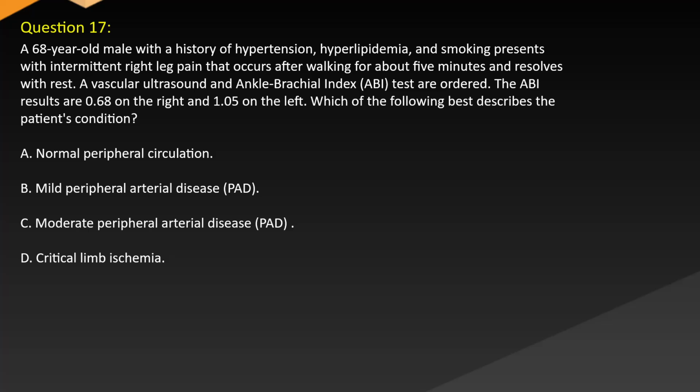A. Normal peripheral circulation. B. Mild peripheral arterial disease, PAD. C. Moderate peripheral arterial disease, PAD. D. Critical limb ischemia.